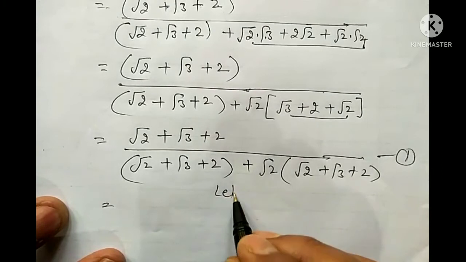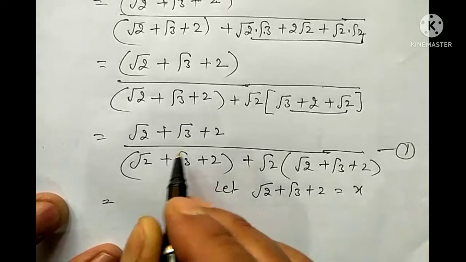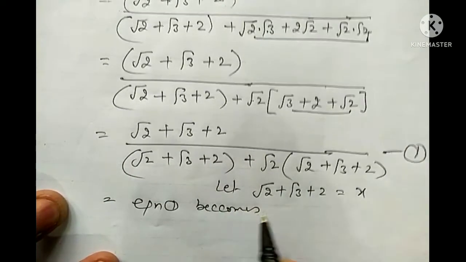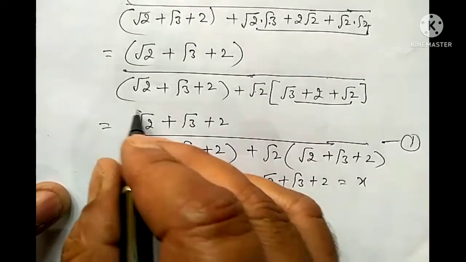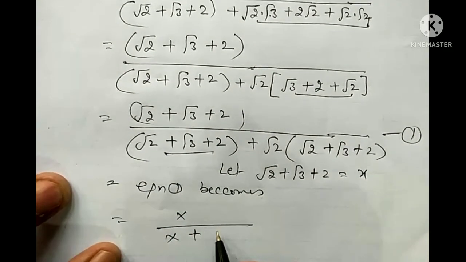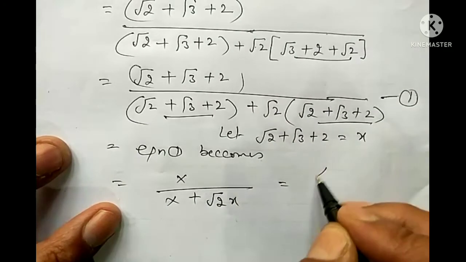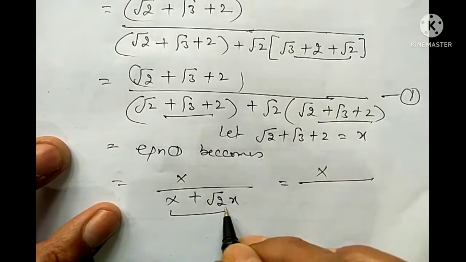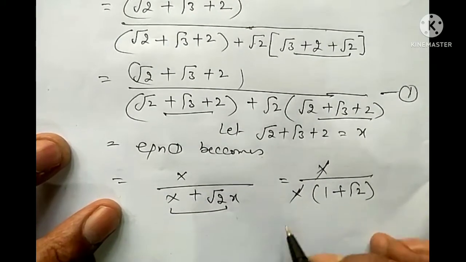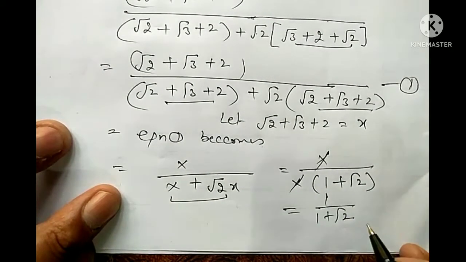Let root 2 plus root 3 plus 2 equal to x. Then this equation 1 becomes, here we can write x, also here x plus square root 2, here also we write x, and this is equal to x over x. Here x is common, taken outside, we are left with 1 plus root 2, x cancels with x, we are left with 1 over 1 plus root 2.